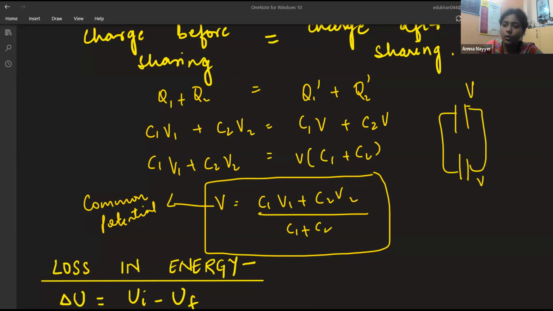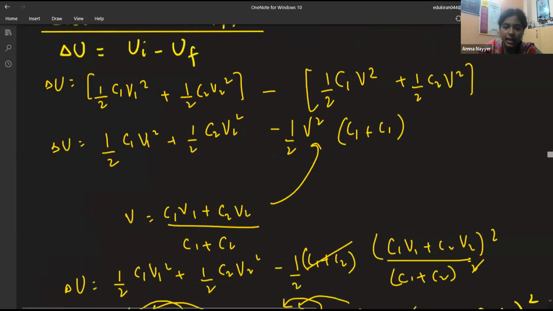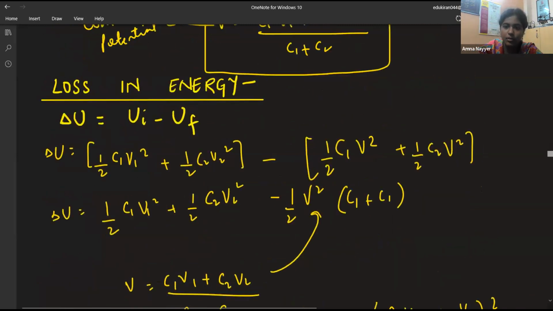Okay. Now note it from here, then I'll repeat this part as well. Note it from the loss in energy.